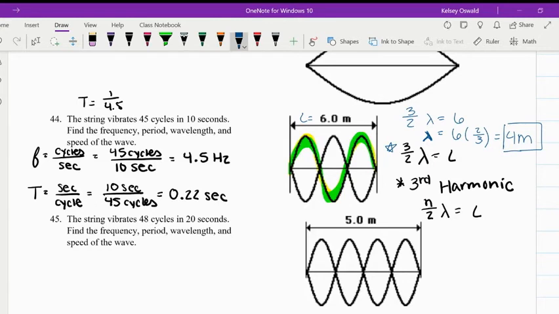Okay, awesome. Now that we know our wavelength and our frequency, we can go ahead and solve for our velocity. I'm just going to carry that on down here, because we know velocity is equal to wavelength times our frequency. So if our wavelength is 4 and our frequency is 4.5, we can multiply those together to get a velocity of 18 meters per second.